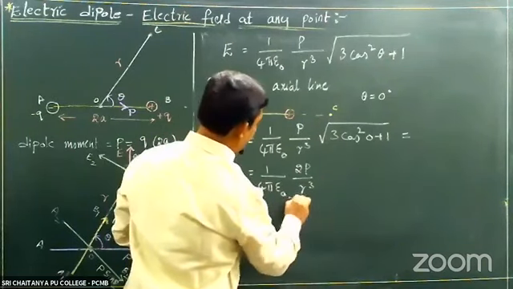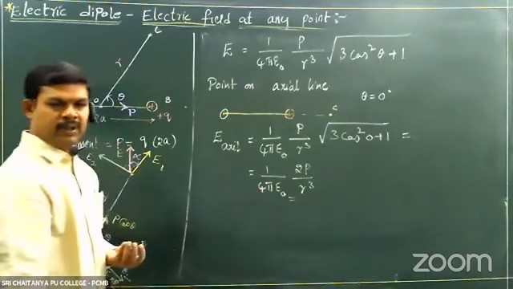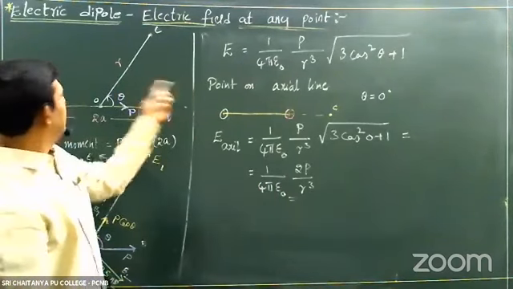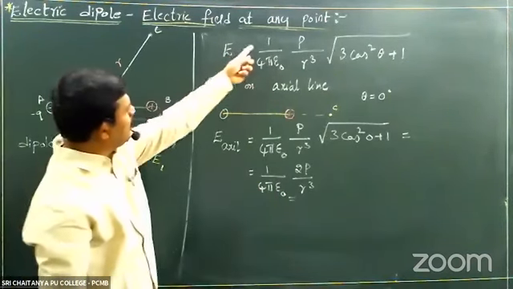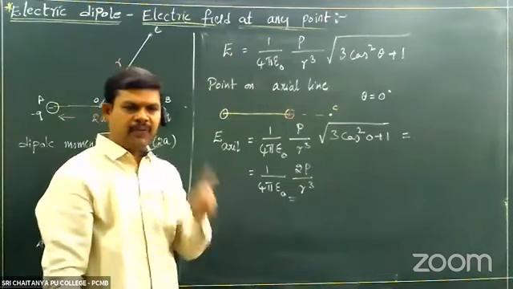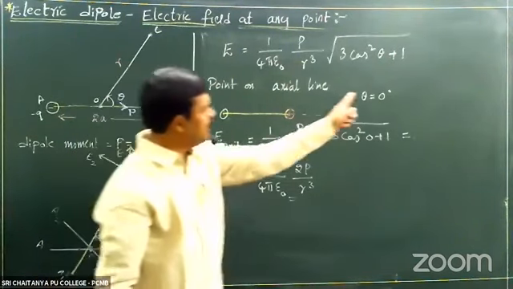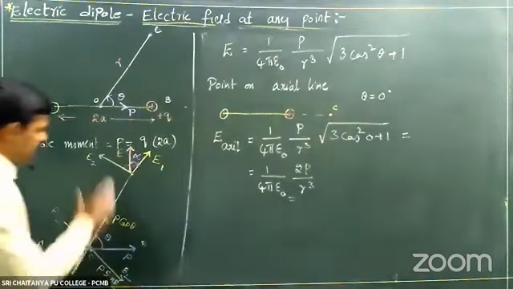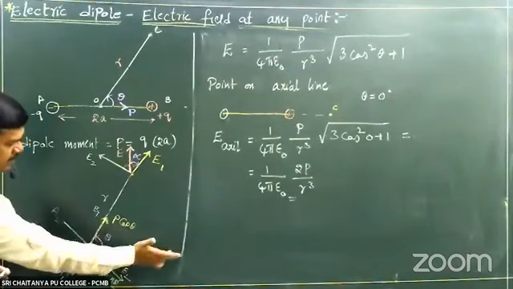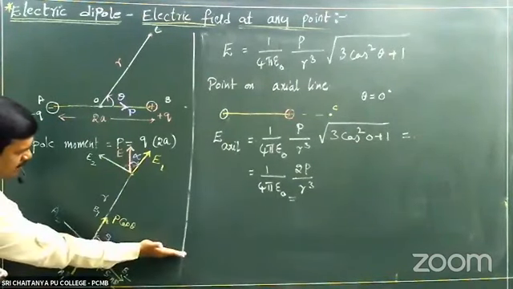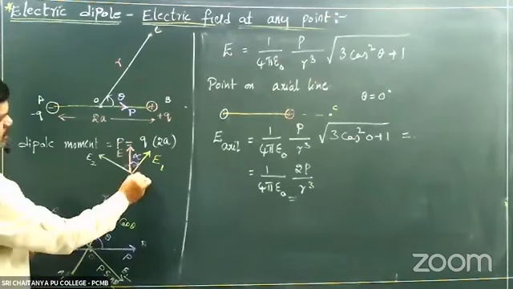Is it not the formula we derived? So whenever you have to find the field on the axial line with this formula, simply theta is equal to 0, because when the point is here, the joining line comes like this, because this is point C.